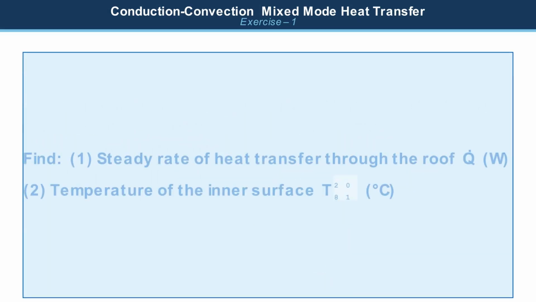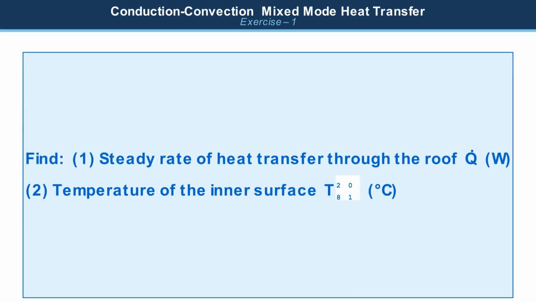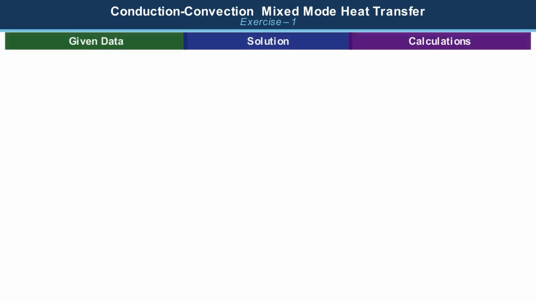Now, what are we asked to find? First, the steady rate of heat transfer through the window, Q dot, in watts. Second, the temperature of the inner glass surface, T1, in degrees Celsius. This is a classic mixed-mode problem. We have convection on both sides and conduction through the glass in the middle. The key tool we'll use is the thermal resistance network.